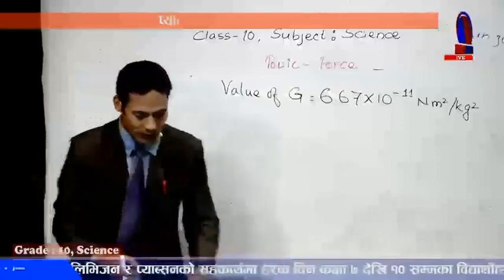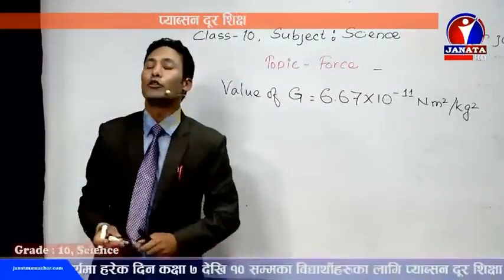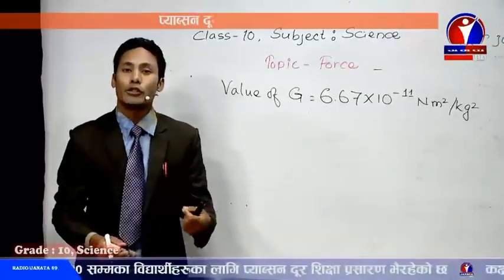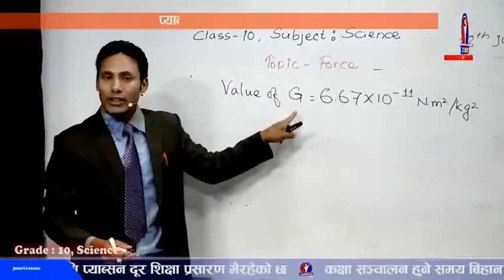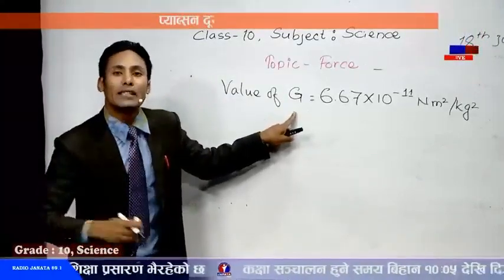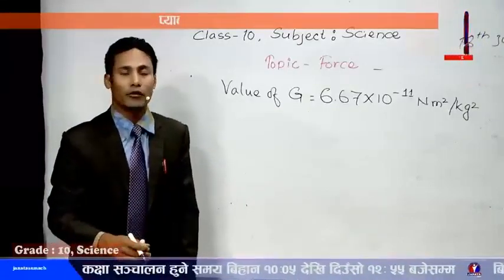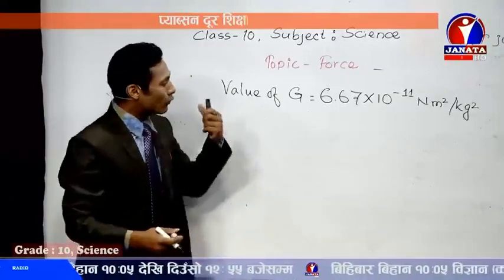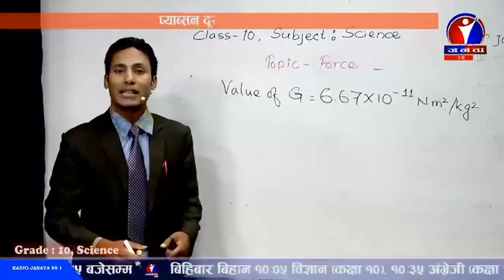Now, I frequently use the term that this G is called the universal gravitational constant. Why is it called the universal gravitational constant? Let's see. The value of G is not affected by the mass. Whatever the material there is in the formation of that mass, it doesn't affect it. And the value of G is also not affected by the medium in which the object is kept.